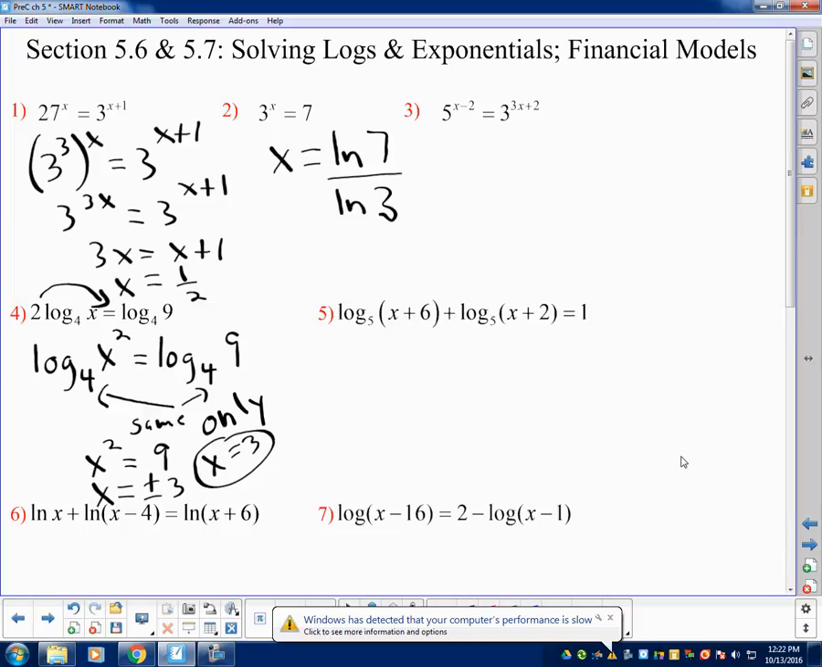Number 3. Right here we have two different bases.